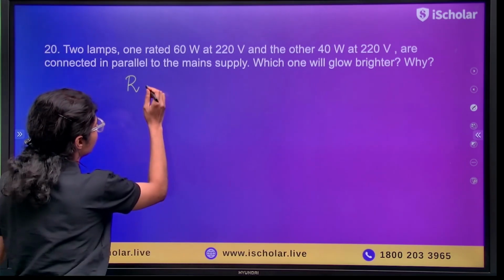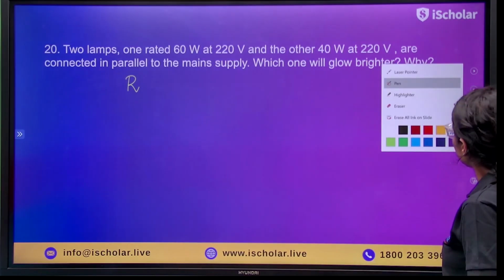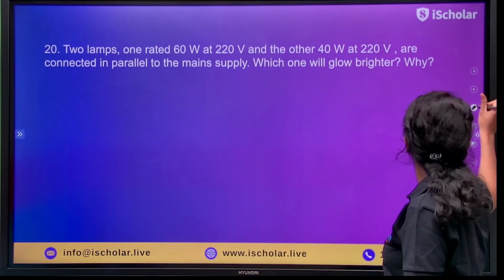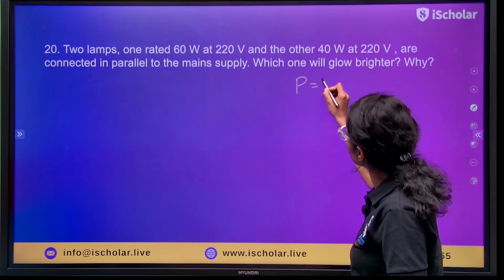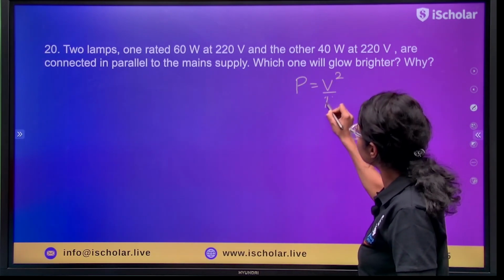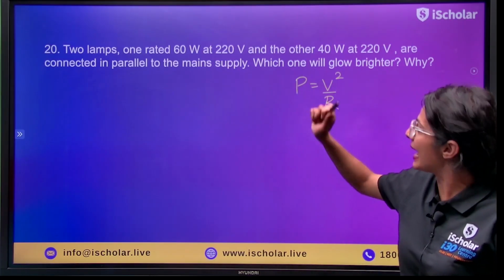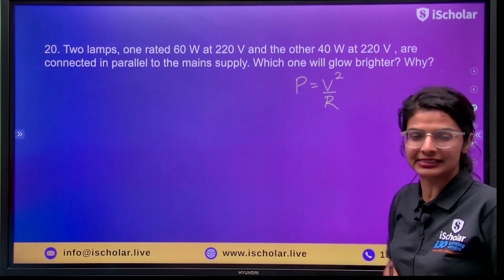So we know that, simply I'll write it over here, for calculating the value of resistor, we are going to say that power is equal to V square by R. What is P? The power of the lamps. What is V? The voltages of the lamp. And what is R? The resistance.